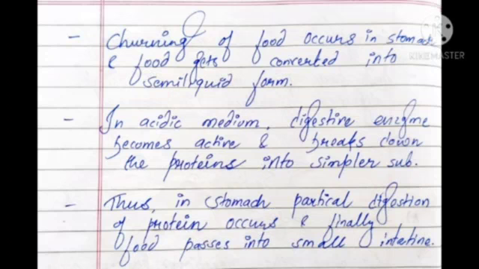Churning of food occurs in stomach and food gets converted into semi-liquid form. In acidic medium, digestive enzyme becomes active and breaks down the proteins into simpler substances. Thus, in stomach, partial digestion of proteins occurs and finally food passes into small intestine.